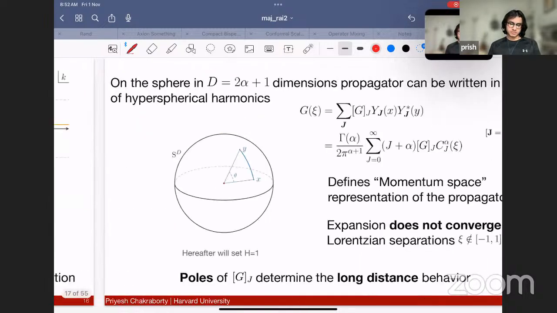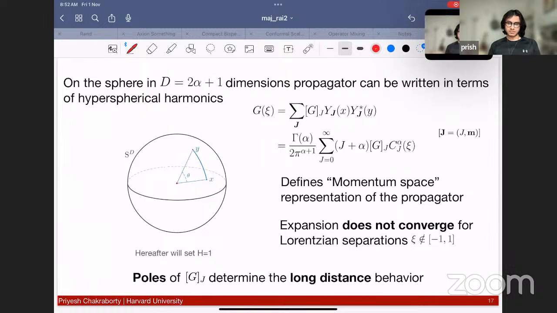Well, what is momentum space on the sphere? It's something like angular momentum. So any two-point function can be expanded in terms of, well, I'll be working in d dimensions, so d-dimensional spherical harmonics, and I'll often keep track of the number of dimensions using alpha. So alpha equals 3/2 is the same as d equals 4.